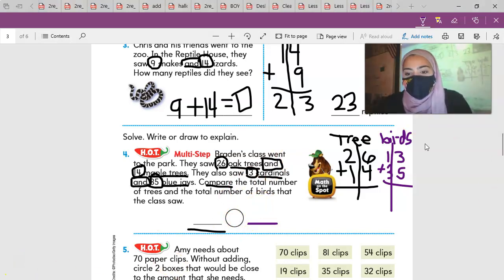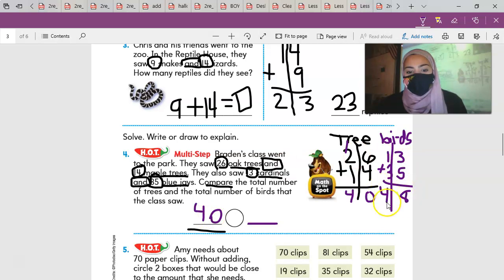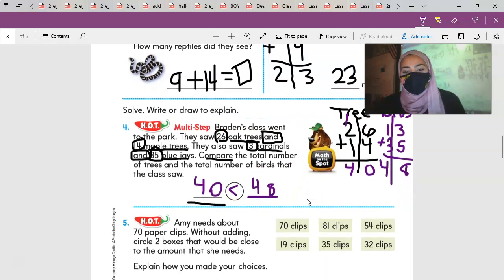Okay, moving on. Trees. How many trees were there? 40. Good, 40, because this is a 0, this is a 1, and this makes 4. So there were 40 trees. And how many birds were there? 48. Okay, 5, 6, 7, 8, and then 4, 48. Very good. So 40 is less than 48, right? Very good. Okay, that was easy.